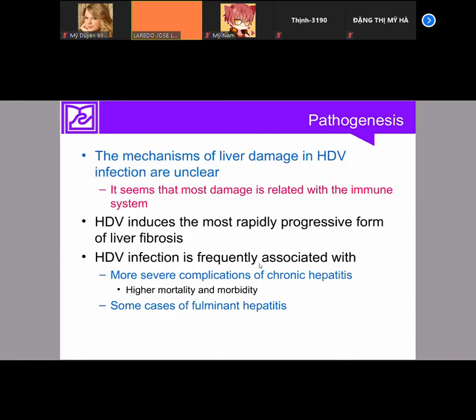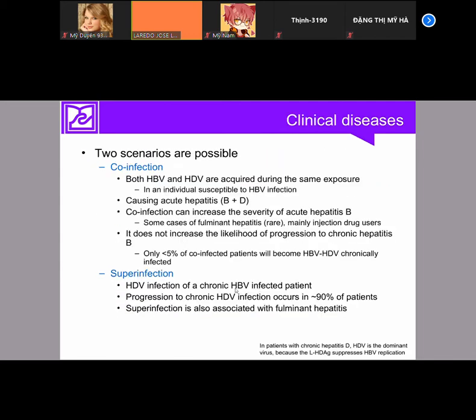What about the damage by hepatitis D virus? It seems that, like hepatitis B, most damage depends on the immune response. Patients infected with hepatitis D and hepatitis B, with both, may suffer more severe complications with higher mortality and higher morbidity. So, chronic infection by both viruses is more severe than chronic hepatitis B alone. And we have 2 possible scenarios of infection.